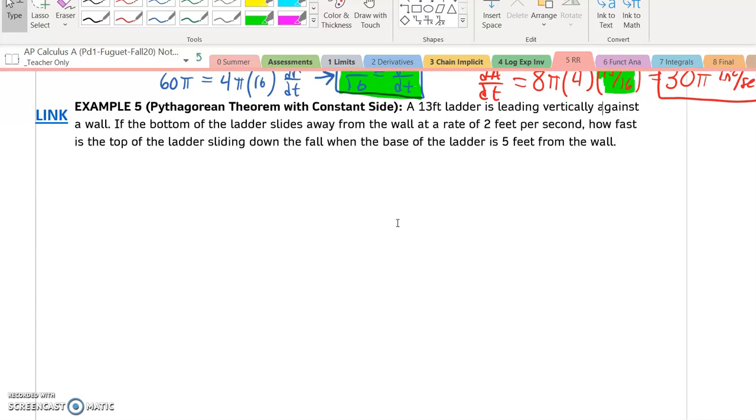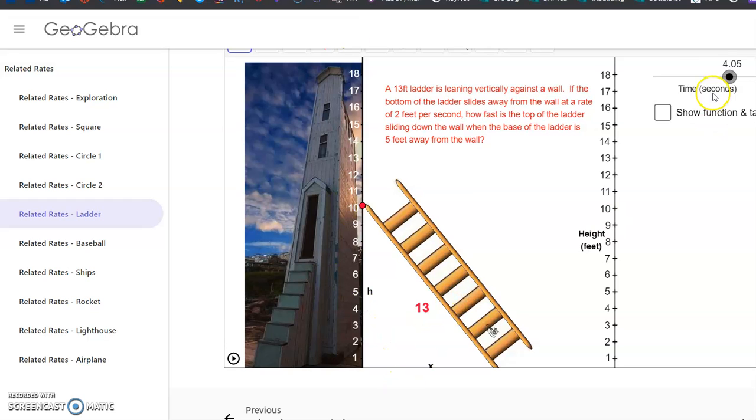Ran out of time, 15 minutes early. Allotted time we're allowed on Screencast-O-Matic, so I had to record a second clip here for you for the last example. But I want to go back to this because this is how we started the first video when we talked about the ladder problem, and here it is.